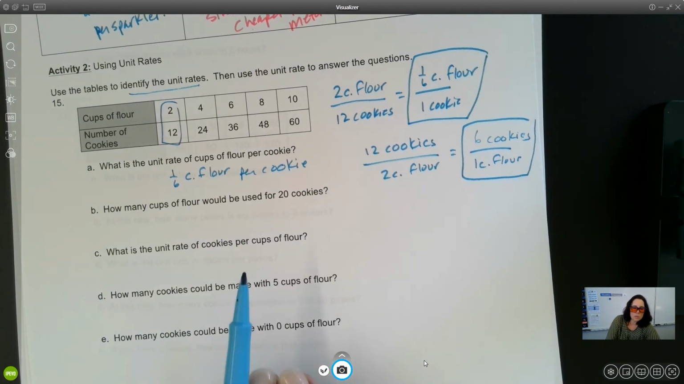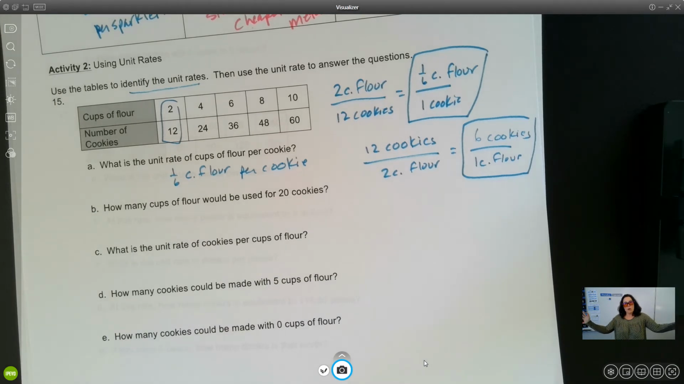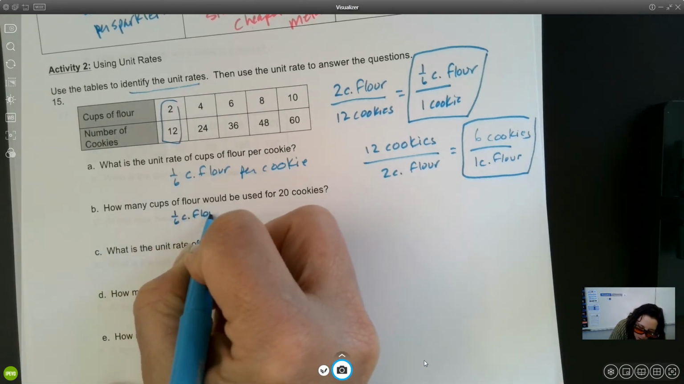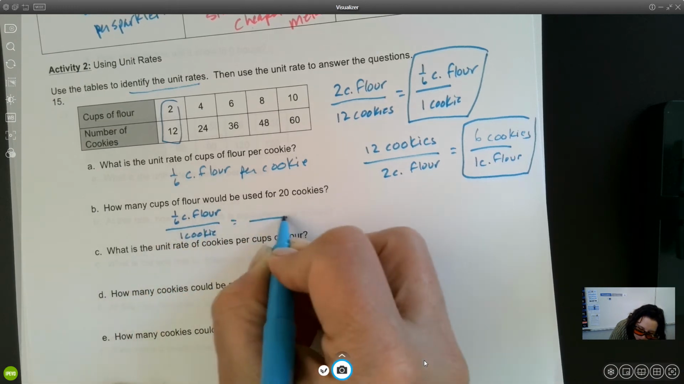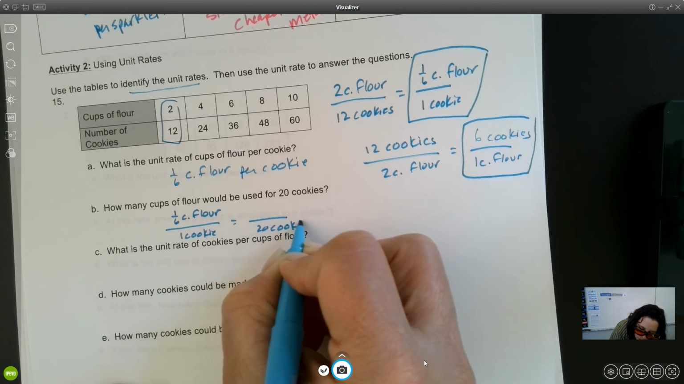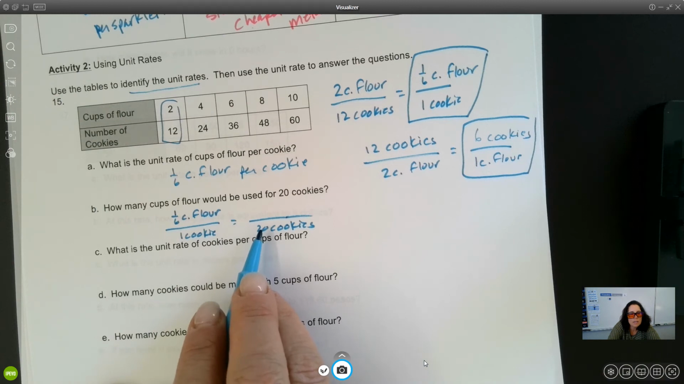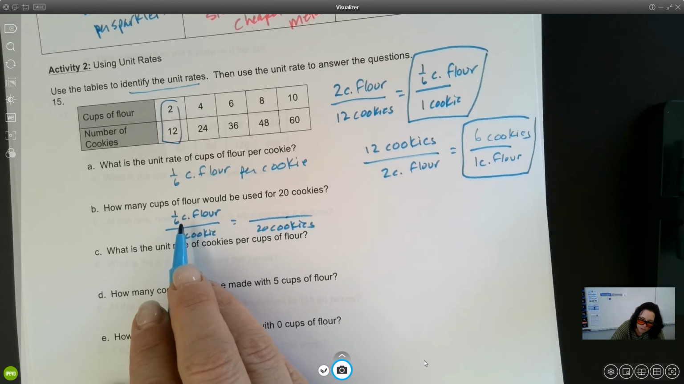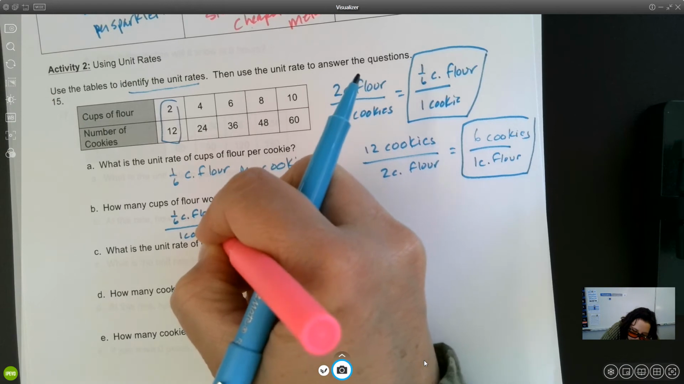How many cups of flour would be used for 20 cookies? If you know how much flour you need for one cookie, wouldn't you just take 1/6 cup flour for one cookie if we're trying to find 20 cookies? What happens to this? 1 to 20. Aren't we multiplying by 20? So we would multiply this by 20. We would multiply that by 20. Let me write that in. Multiply by 20. Multiply by 20.